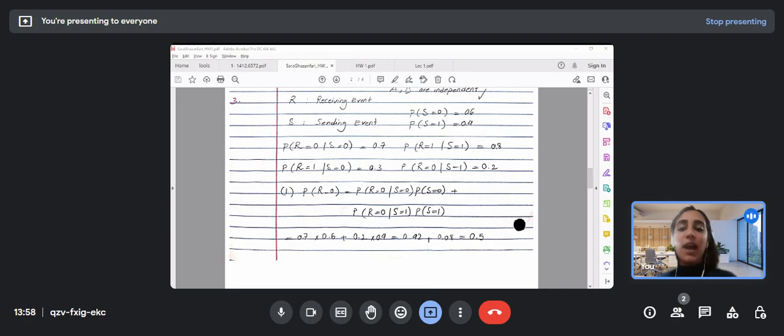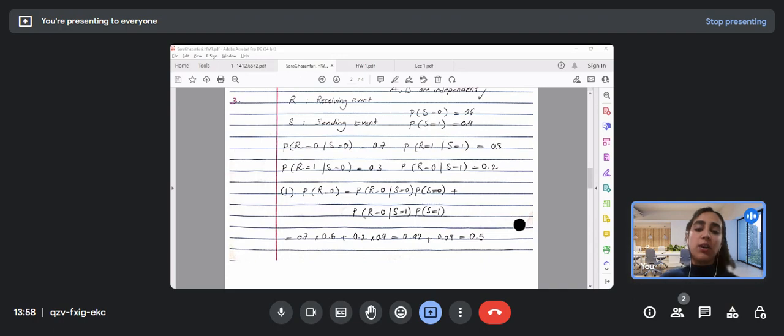And then we have these conditional probabilities in the question: the probability of receiving a zero signal given sending a zero signal is 0.7. So again, obviously, the probability of receiving a one signal given sending a zero signal is 1 minus 0.7, and it is 0.3.